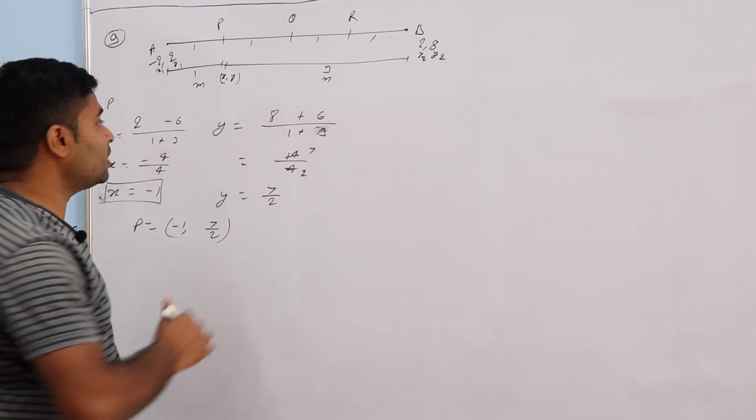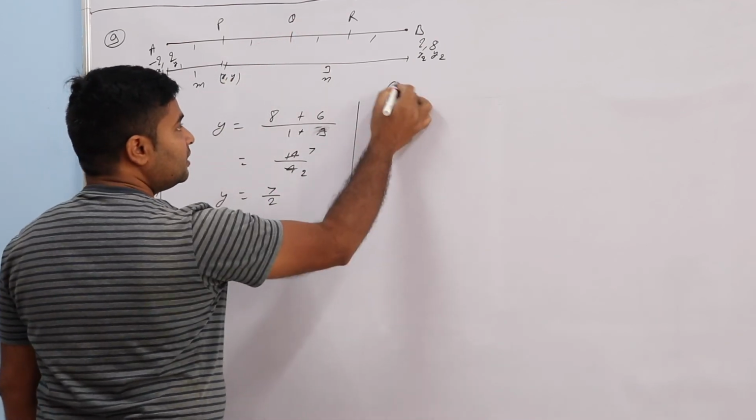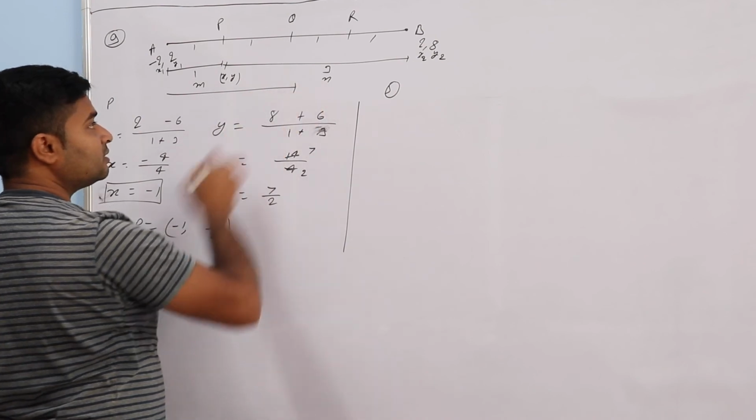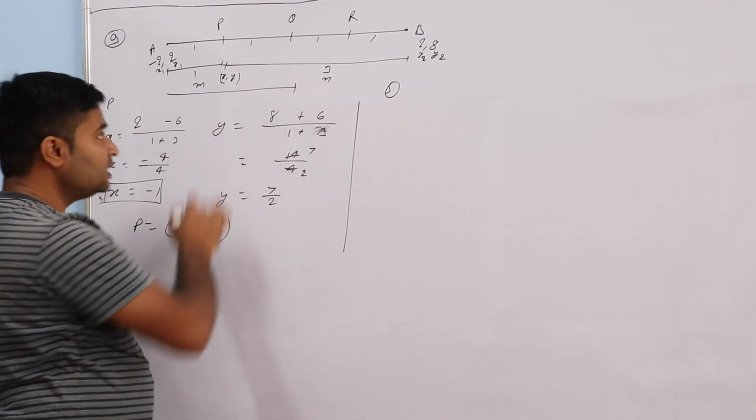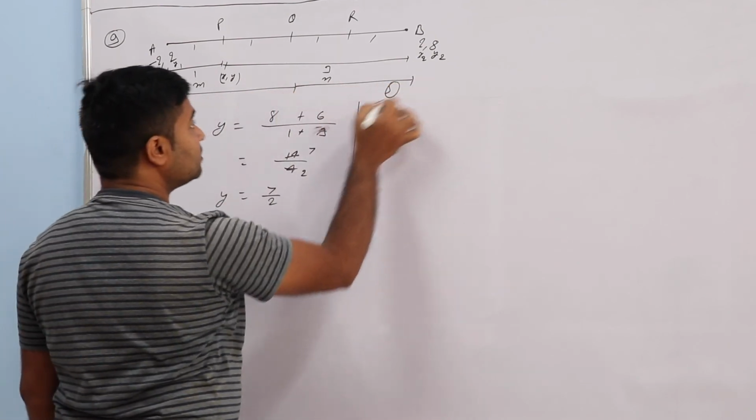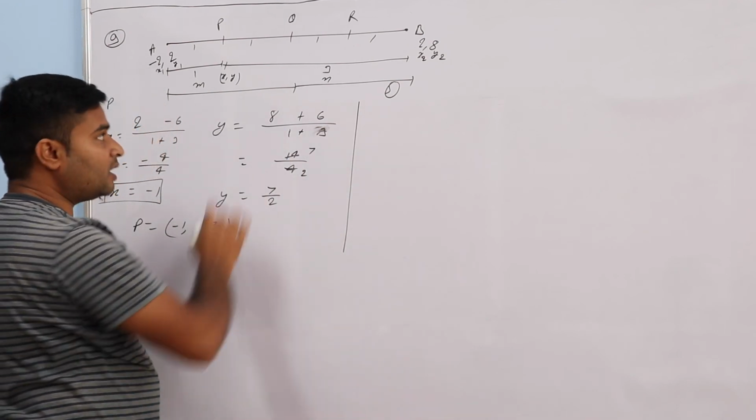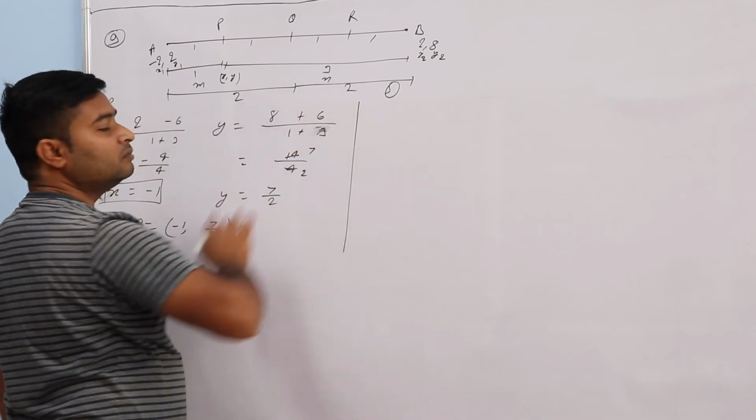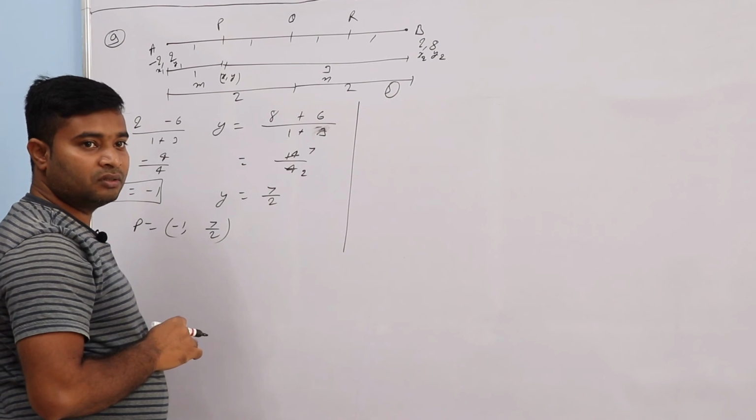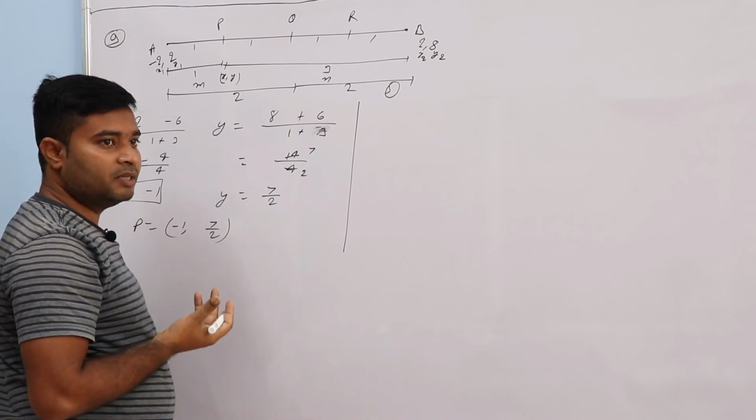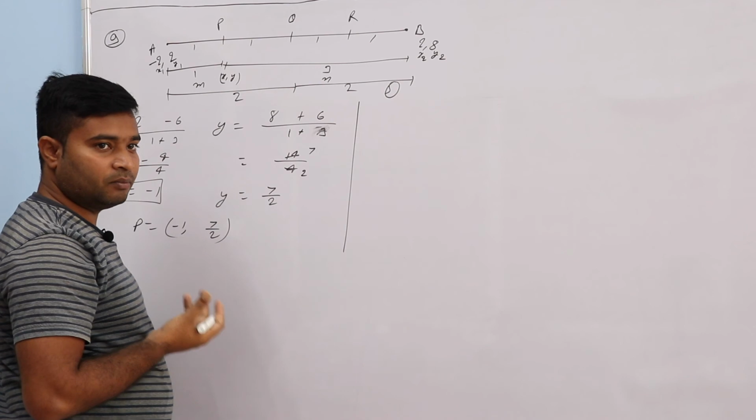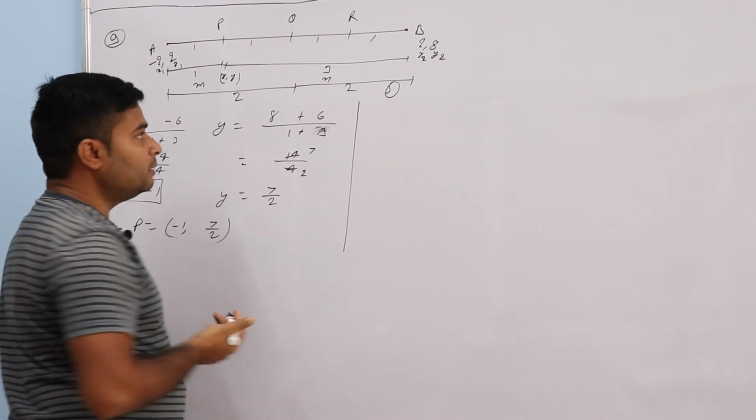For Q, what will happen? See, one part will be this much and the other part will be this much. Means half and half. This is 2 and this is also 2, so both are equal. Means we can apply the midpoint formula.